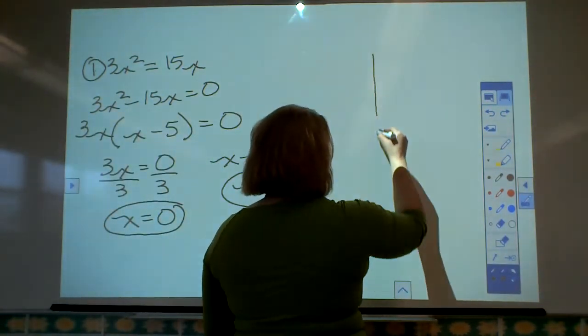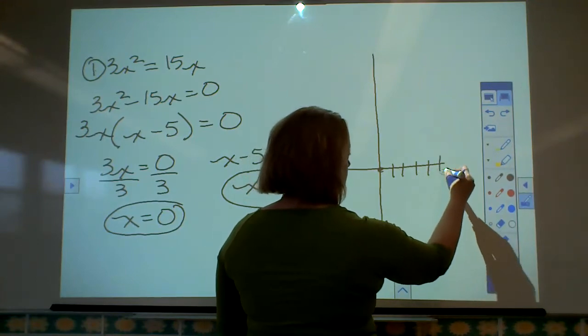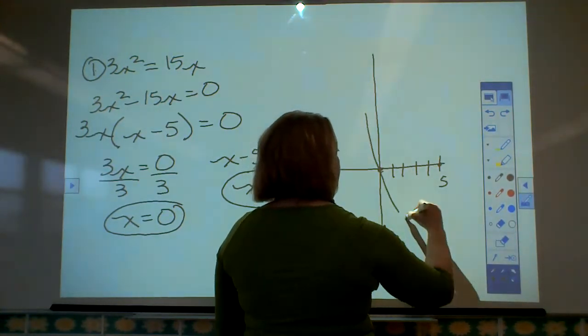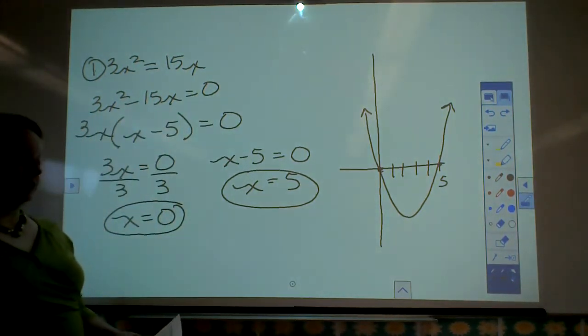So again, if you were to look at a graph, it's going to cross the x-axis at both of those points. So that's what's happening graphically.